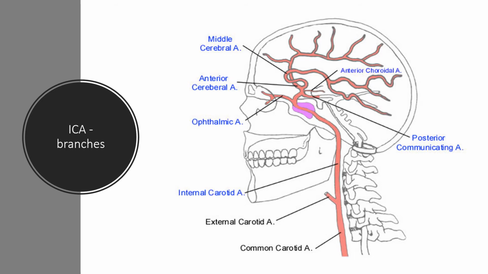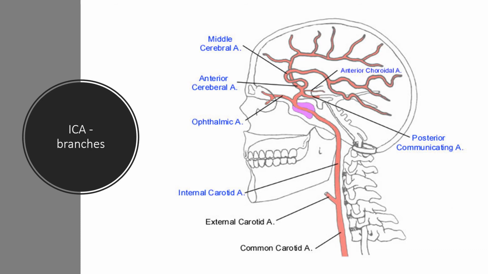The first branch of the internal carotid artery is the ophthalmic artery. The ophthalmic artery arises from the anterior convexity of the carotid siphon and enters the optic canal to reach the orbital cavity to supply the structures of the orbit, including the eyeball. The posterior communicating artery arises close to the termination of the internal carotid artery. It runs backwards and anastomoses with the proximal part of the posterior cerebral artery.